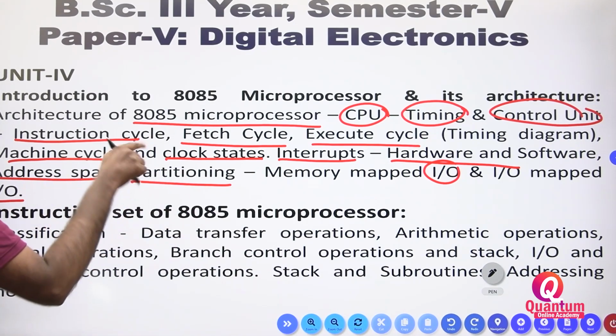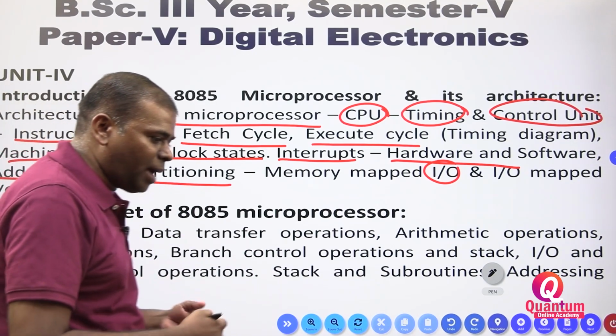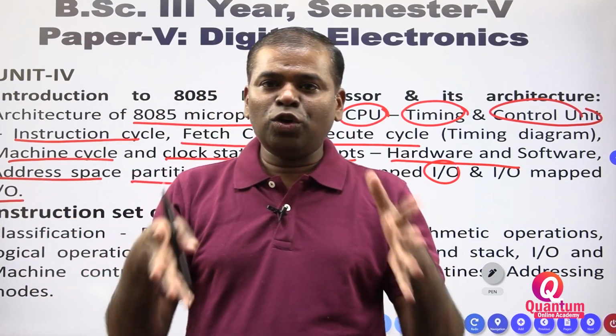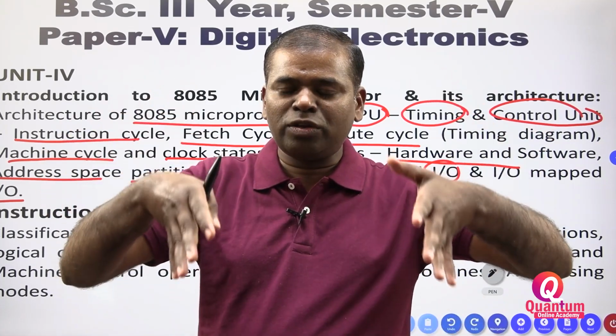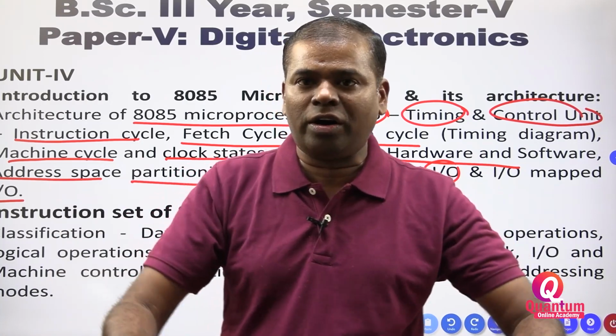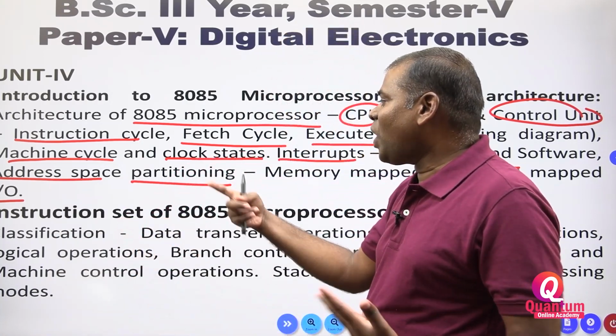Next, instruction sets of the microprocessor. To write the program of the microprocessor, we have to follow the instruction set. So those instructions only we have to give to the microprocessor kit, then only the microprocessor kit will work, right? So those kits you have to learn.